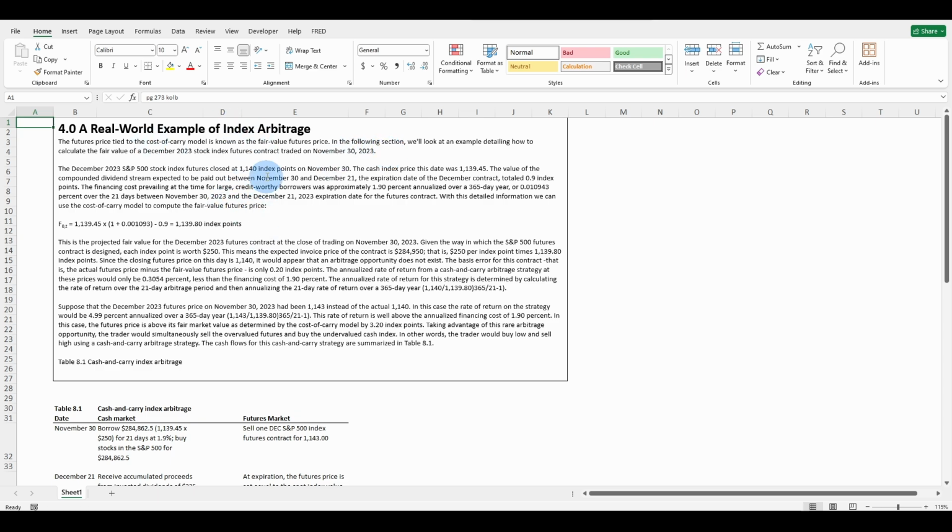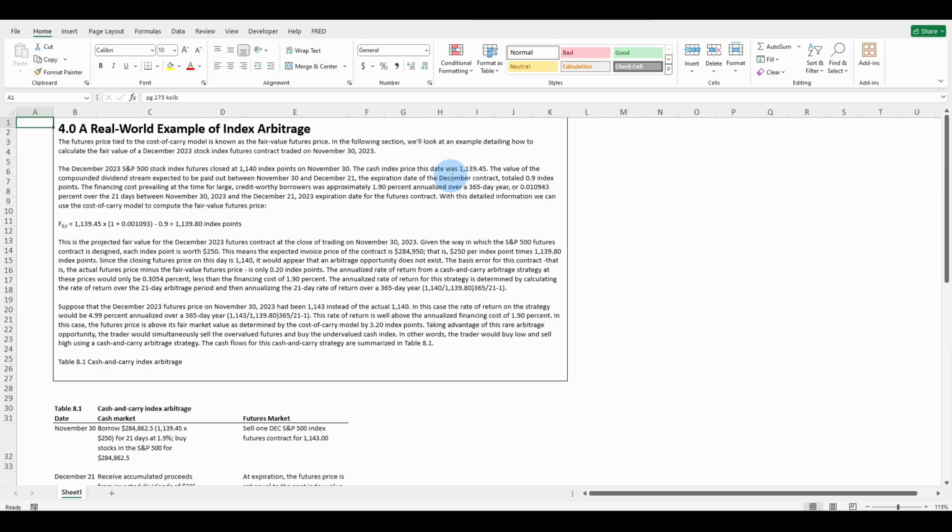So you want to know what that index number looks like. The December 2023 S&P stock index future closed at 1140. Okay, this number is not realistic, but just go with it. Closed at 1140 on November 30th. It probably was at 4140, but that's all right. The cash index price this date was 1139.45.